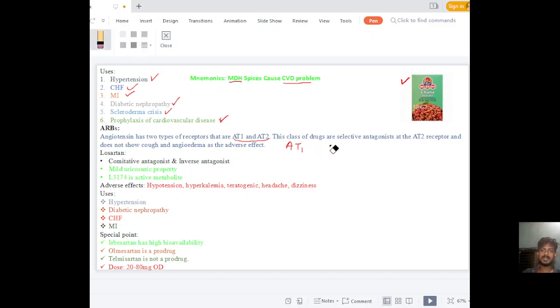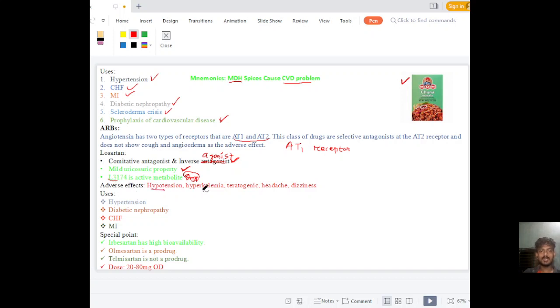Majorly it blocks your AT1 receptor. Okay, so if we talk about drugs, losartan is a competitive antagonist and inverse agonist. Inverse, not inverse antagonist, it is inverse agonist. It has mild uricosuric property. It has the active metabolite EXP3174. So it is an important question you may find from this metabolite.